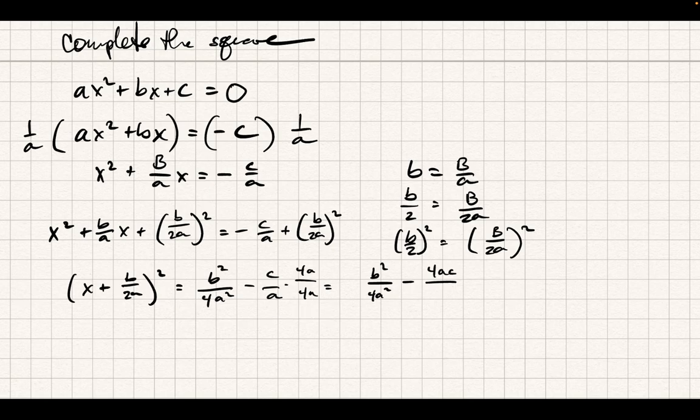We're getting a common denominator. So we had A as a denominator here, and we have 4A squared as a denominator here. So we can combine that together. What's my denominator here? 4A squared. And so I can just write these together as one: B squared minus 4AC over 4A squared.